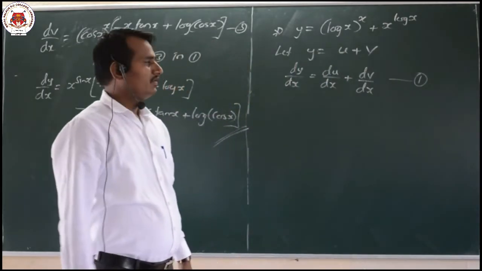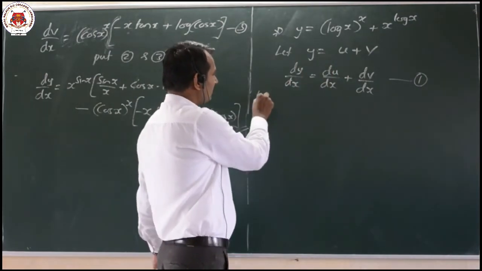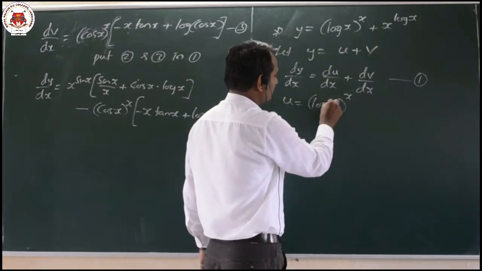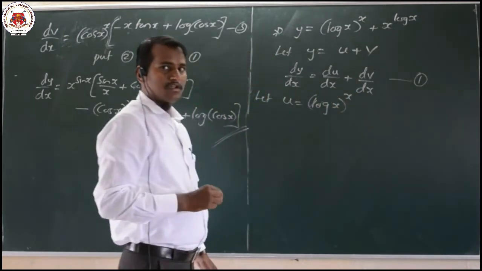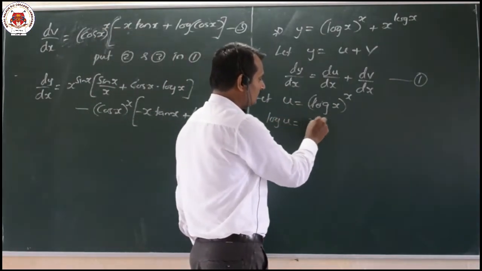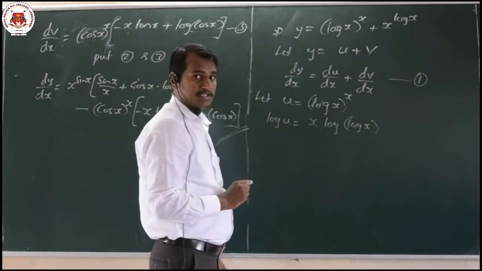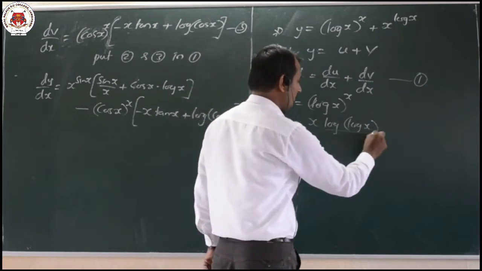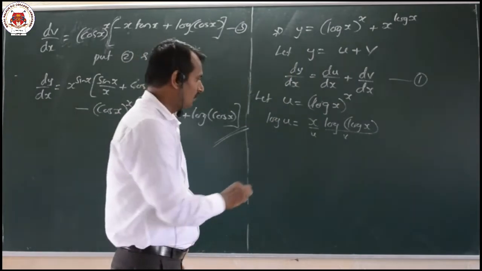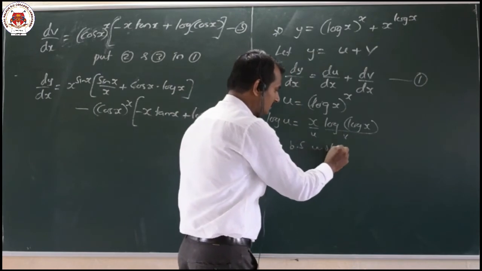Now you can easily differentiate it. So what we get here, first of all u, let u is equal to log x to the power of x. Now you can take log on both the sides, that is log u is equal to x into log of log x. Here we can observe that this whole part is v and this part is u, that is by making use of the product rule. What is it? That is differentiate both sides with respect to x.